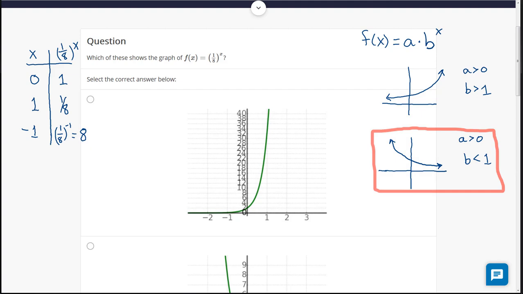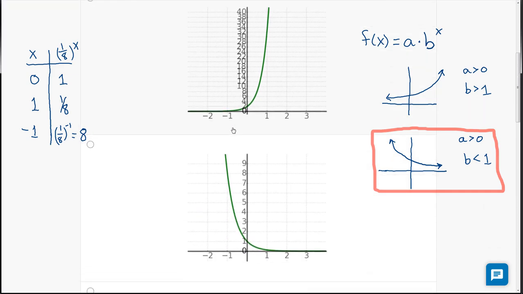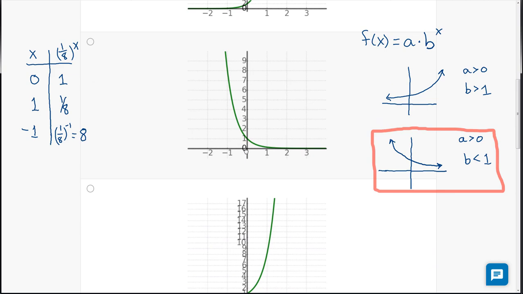We know it's not the first one. Now let's look at the next one. When x is 0, y is 1, which looks good, because when x is 0, y should be 1. When x is 1, y is really close to 0, and 1/8 is pretty close to 0, so that looks good. And when x is negative 1, y is 8. So I have a really good feeling about this one. I'm pretty sure this is the right answer.